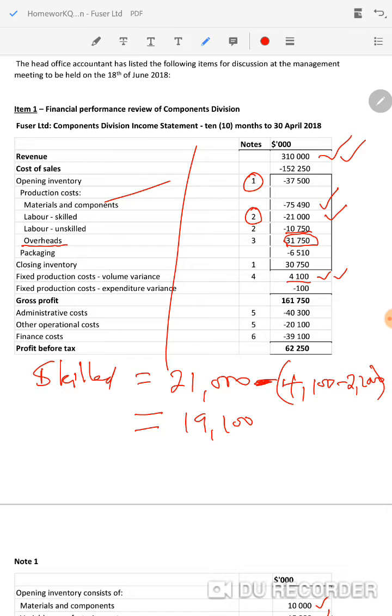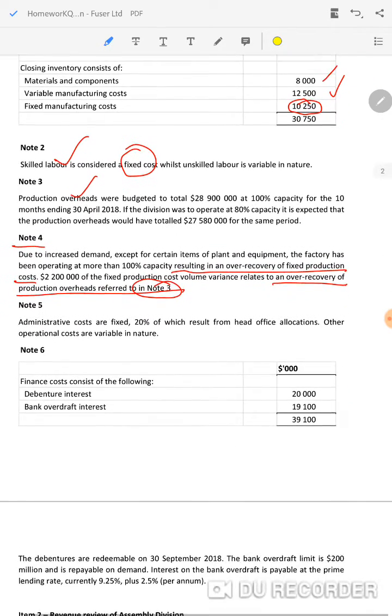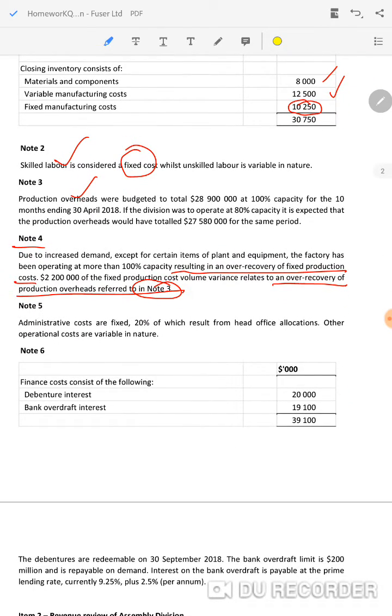31,750. Interesting. And we're given note 3. So let's go to note 3. What are we told? So note 3, we are told production overheads were budgeted to total 28.9 at 100% capacity. For the 10 months ending 10 April, if the division was operated at 80% capacity, it is expected that the production overheads would have totaled 27,580 for the same period.